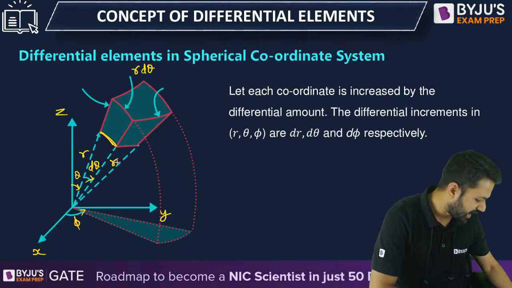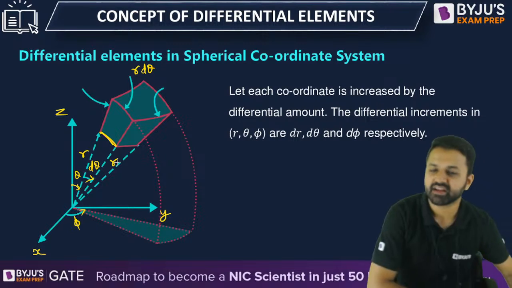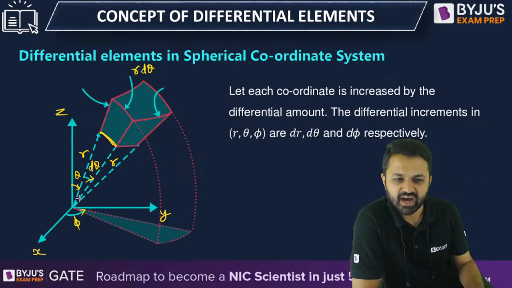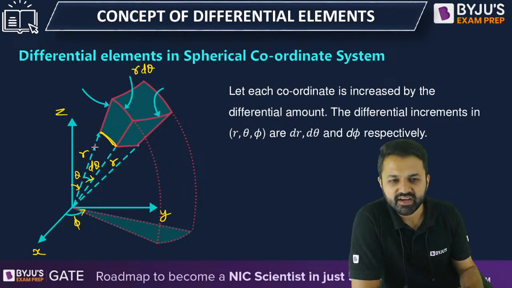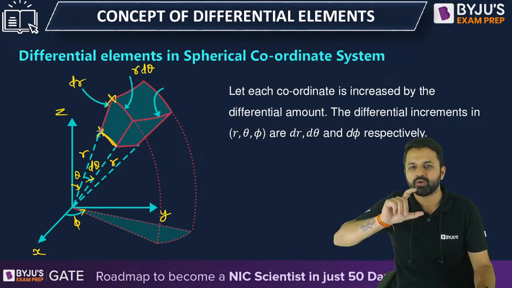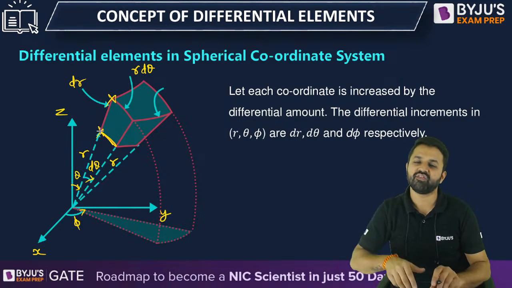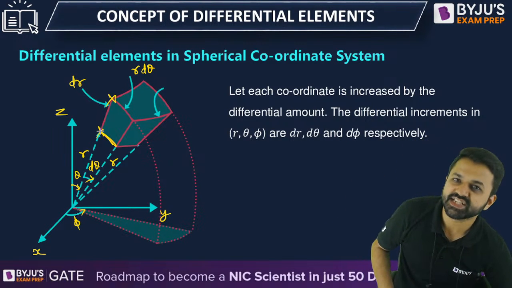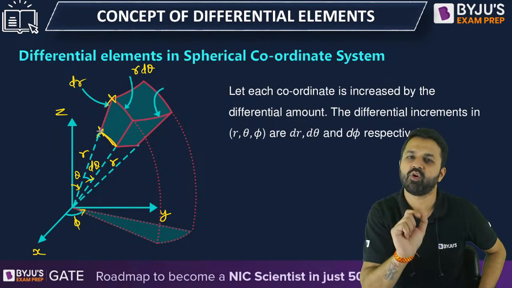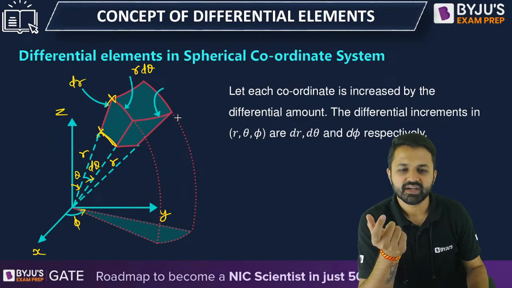This one is r d theta, because the radius is r. How do you write an arc? Arc is nothing but the radius into the angle. So the radius is r and the angle is theta, so this is r d theta. And in the direction of r, the differential length is dr. From this point to this point, you are moving away from the origin, so the radius will change. If in the direction of the radius you take a very small distance, then it will become dr.